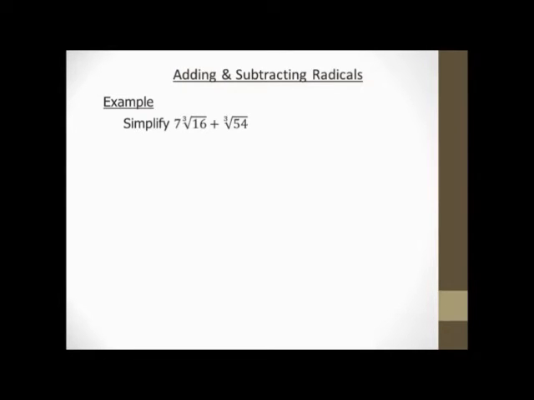We're going to simplify 7 cube root of 16 plus cube root of 54. The first thing we need to do is simplify each radical. So let's start with 7 cube root of 16, which is 7 cube root of 2 times 2 times 2 times 2. My index is a 3, so I'm going to circle 3 of the same thing. There's 2's, bring one out, so I end up with 14 cube root of 2.